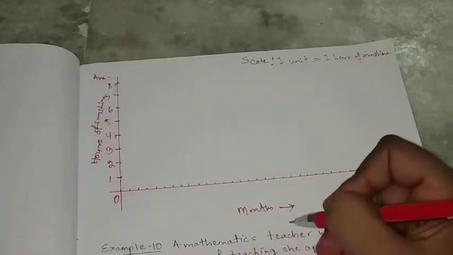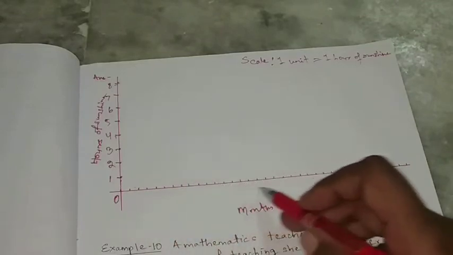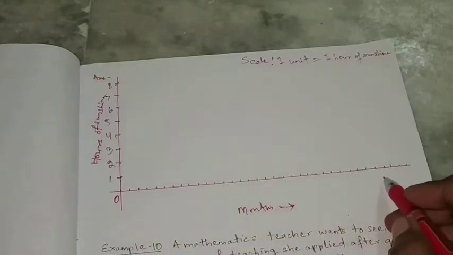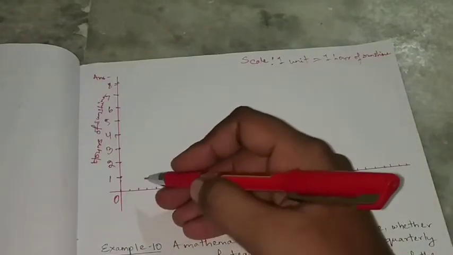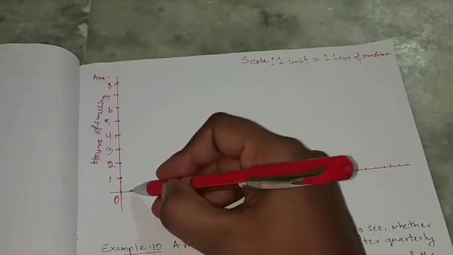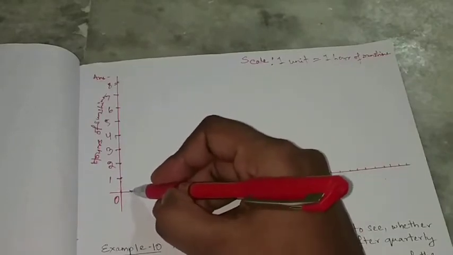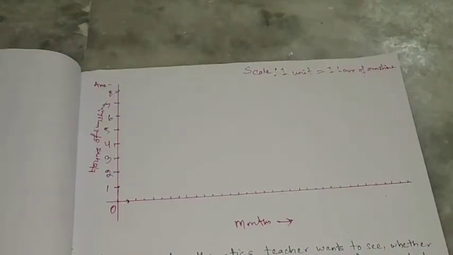Okay. So let's see. Look at here. I have divided it into small units. So I cannot start from here, from the origin or 0. I have to start from this. So first I will take what? I will take that. Look at here.